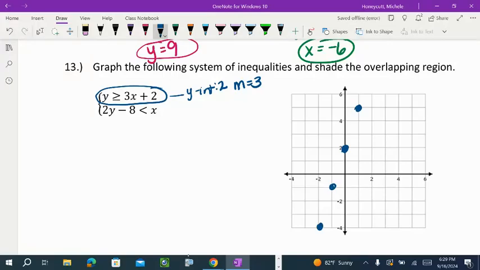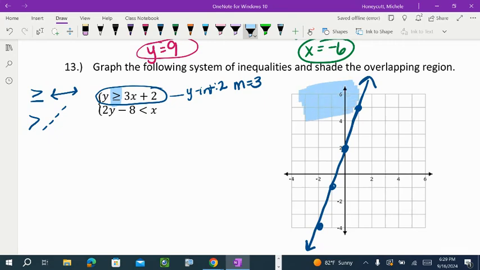And because it is or equal to, we're going to use a solid line. If it doesn't include or equal to, we'll use a dotted line. So I will connect these with a solid line. And then it's going to be up to me to decide which region I'm going to shade. This inequality says shade the part where the y values are greater. So that would be everything above the line. So I'll shade all that in.